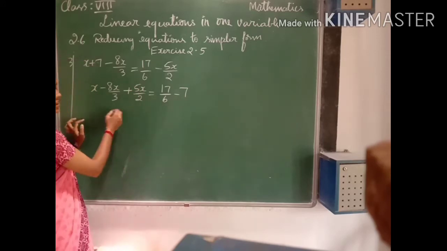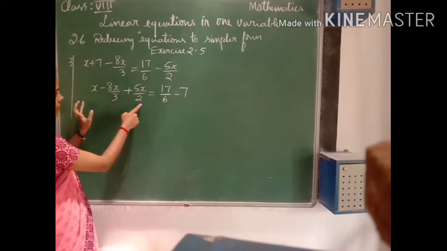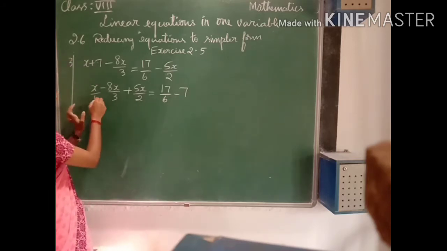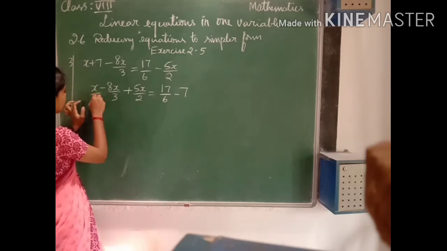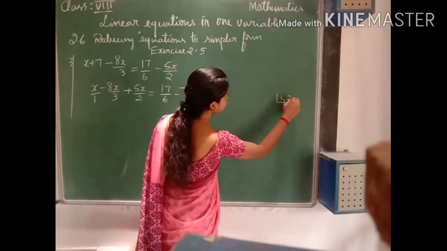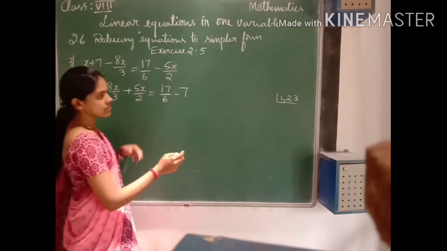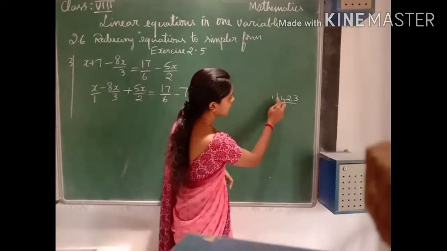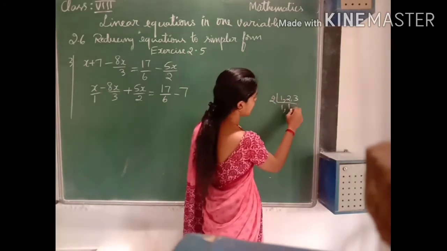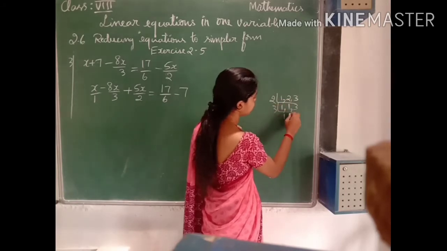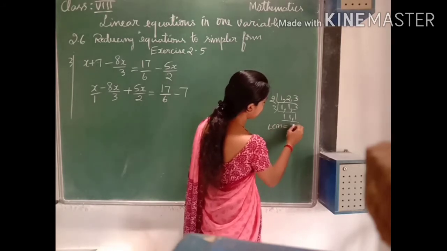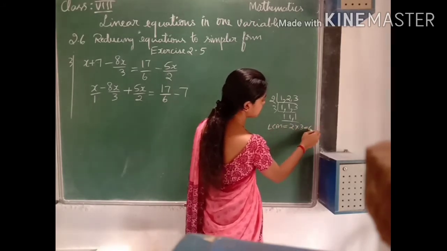Got it? Here the variable terms have different denominators. So let us find the LCM of these three terms. Whenever there is no denominator, consider the denominator as 1. Then find the LCM. What is the LCM of 1, 2 and 3? So LCM is equal to 2 into 3, that is equal to 2 3s are 6.